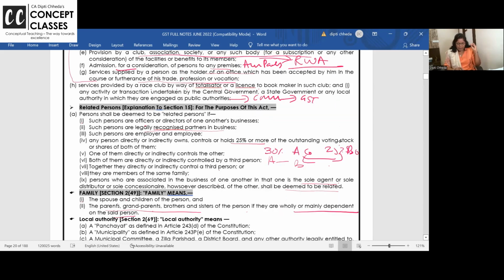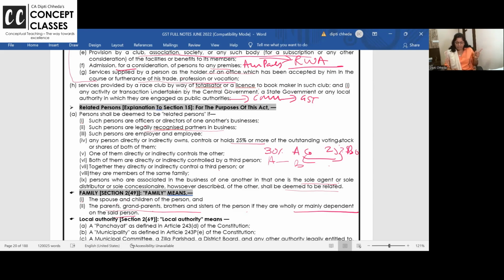Don't try to mug up point A, point B, no. Have an idea, read it again and again. Person shall be deemed to be... when we do the examples, I told you, turn the pages back and see, there are more than 35 examples and they are solved. At that time you should know whether it is a related person or not.